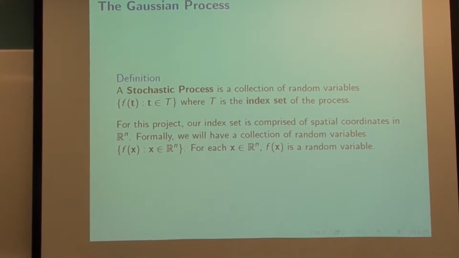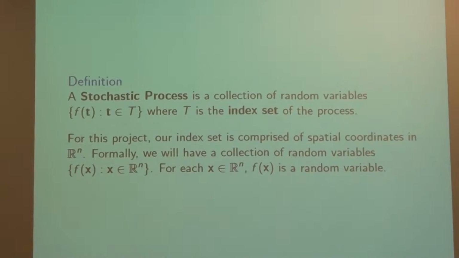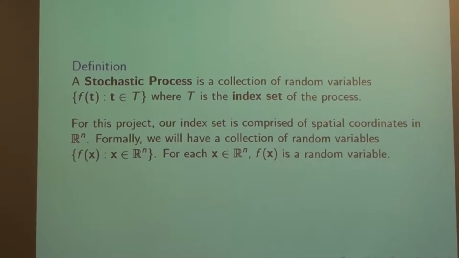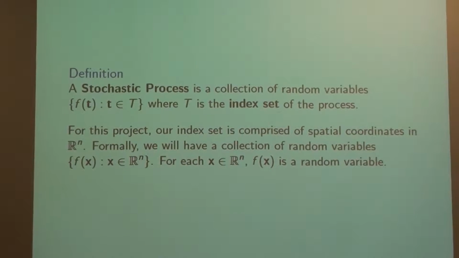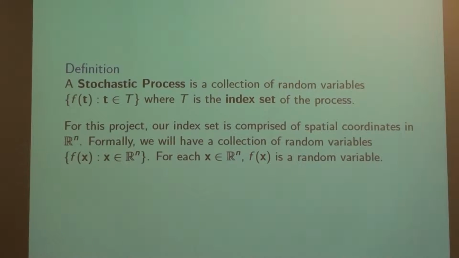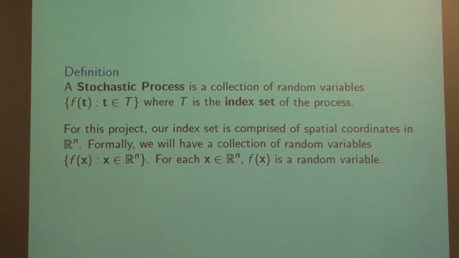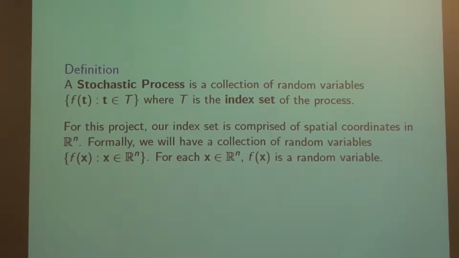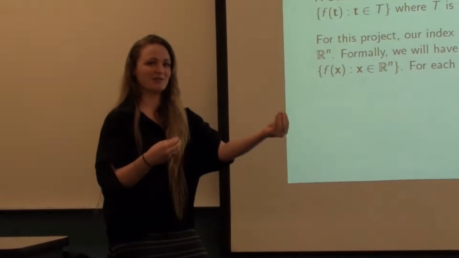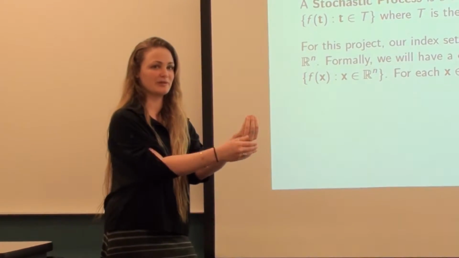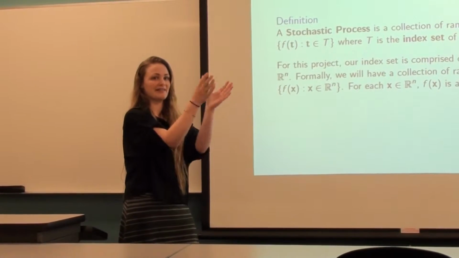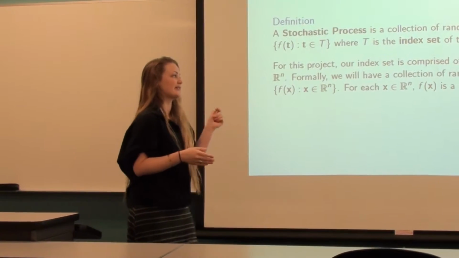Something you may not have seen before, though, is the definition of a stochastic process. It's a collection of random variables, basically a function of the input space t, or the index set space t. So for our project, our index set is going to be the spatial coordinates in Rn. That makes sense, hopefully, with what I've been saying. If you have a spatial point here, that's our input space, and the probable methane value will be that f of x, right? And that will represent our methane value at that point.